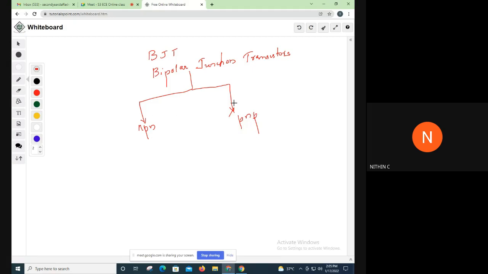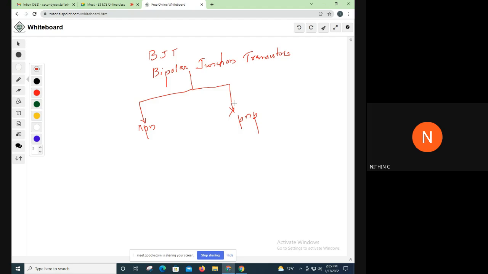Why are these transistors called bipolar? Because here the current is actually due to both the charge carriers, both electrons and holes. We cannot just say that holes are the only current carriers or electrons are the only carriers. In case of BJTs, the current in those components is due to both electrons and holes. That's why we call them bipolar junction transistors.